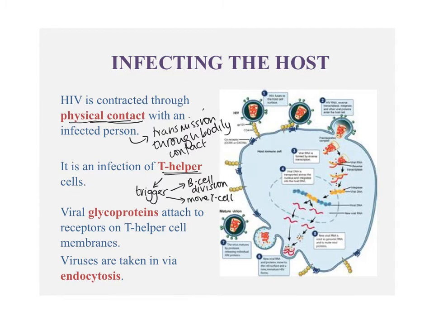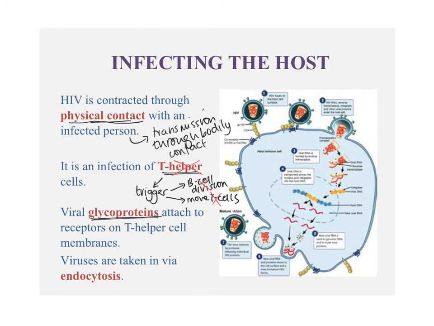So if we wipe out our T helper cells, both of those are not going to happen. We get rid of the B cells being produced and the T cells dividing any further. And the way the HIV molecule is going to do this is by using its viral glycoproteins to attach to receptors on the T helper cell membranes.